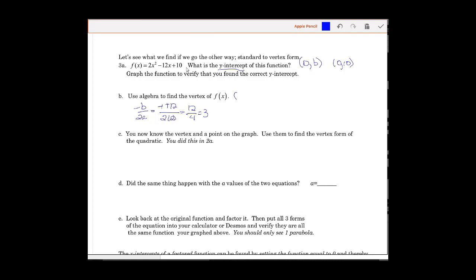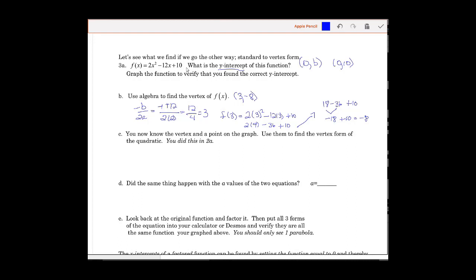That's the x term. To find the y term, we're going to do f of 3, which is going to be plugging and chugging. 2 times 3 squared, so that's 2 times 9, minus 12 times 3, which is minus 36, and then plus 10. So this gives me 2 times 9 is 18 minus 36, which is negative 18, and then plus 10. And that will give me a negative 8. So my vertex, I think, is 3, negative 8.